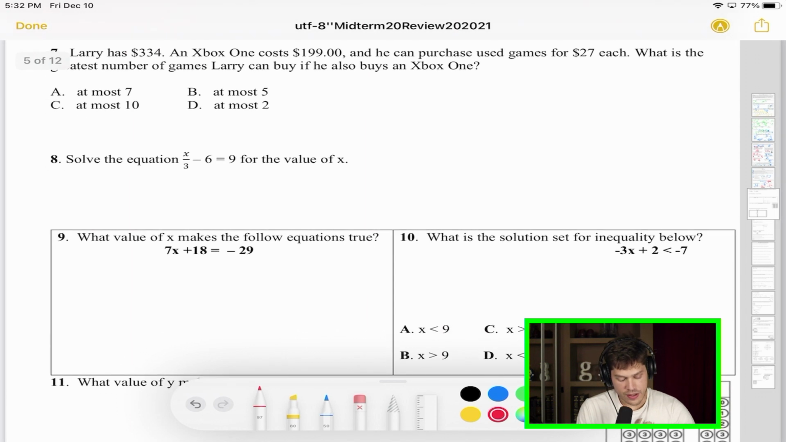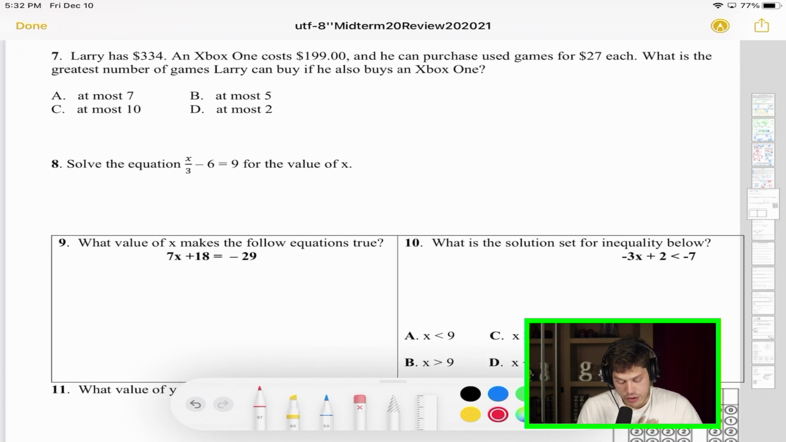All right, number 7. Larry has $334, and Xbox One costs $199. Wow, if you can get an Xbox One for $199, let me know down in the comments, and I will be hitting you up before Christmas because I will take that Xbox One for $199. That would be amazing. Okay, let's get back to this problem.